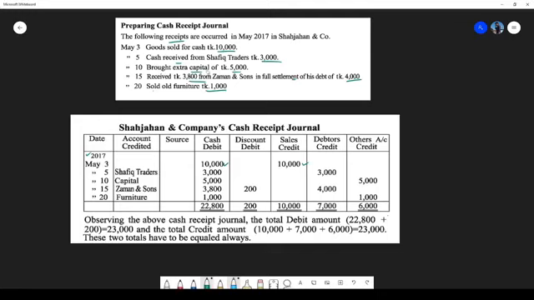Brought extra capital of 5,000 taka. So you're receiving 5,000 taka injected as your capital. I'm going to put a tick mark when I'm done with the transaction. So the source is capital, definitely.